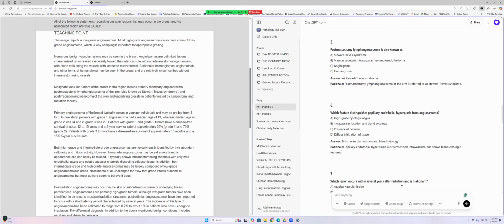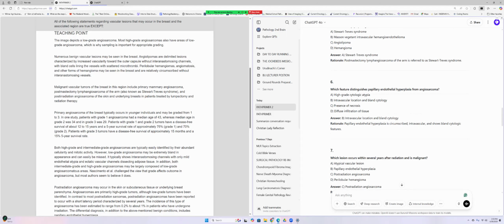Stewart-Treves syndrome: post-mastectomy lymphangiosarcoma of the arm. What marker will you use for it? IHC: CD31, 34, ERG. Which one is specific for lymphangiosarcoma? D2-40, or podoplanin. Okay. All the other ones you mentioned are endothelial markers. They're not really specific, but endothelial markers can be found in angiosarcoma as well.